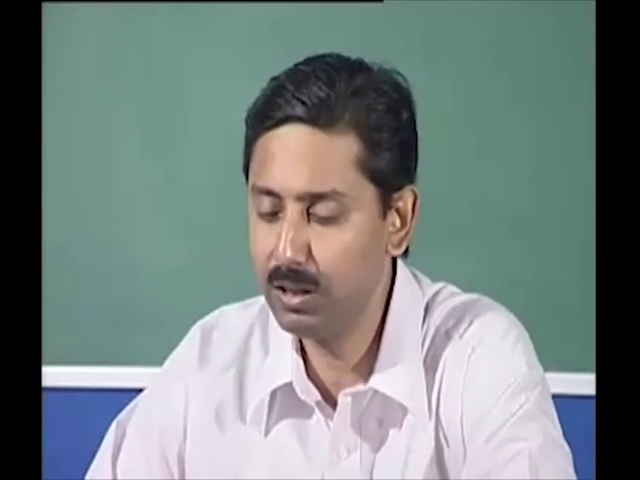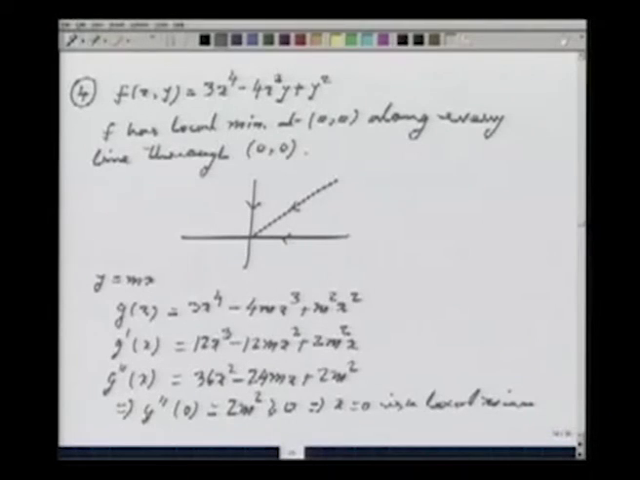As we have already noticed, if I go through the y-axis, then obviously (0, 0) is a local minimum because my function is 3x to the power 4. The minimum value is always at (0, 0). But the question now is, is (0, 0) a local minimum? What is the point of asking this question?